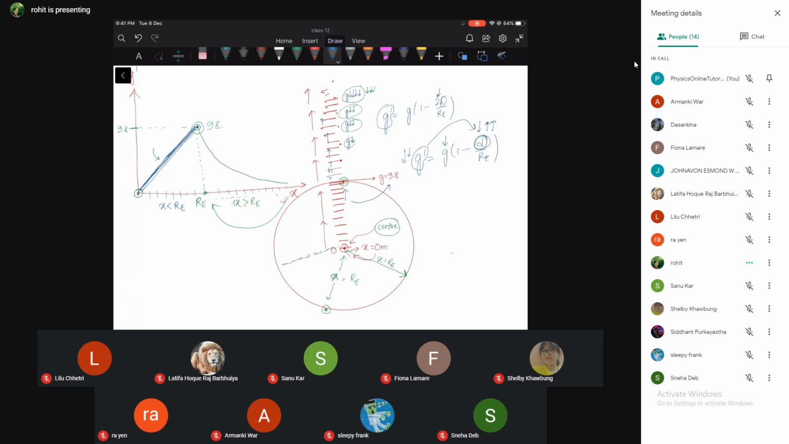Did you understand? Okay, with depth, no? On this side, we are having depth. We're entering inside the surface, and g should decrease to 0. That's why we have this graph.